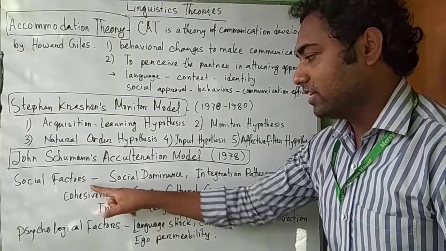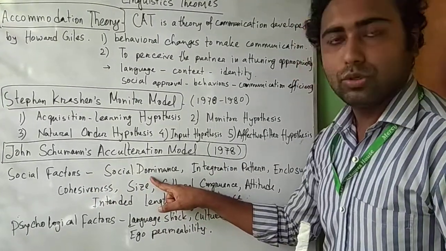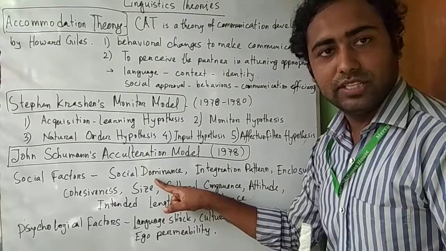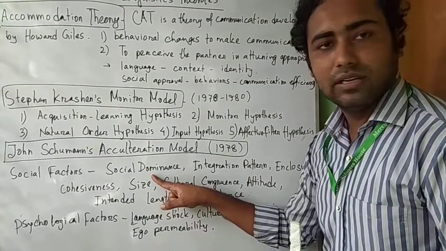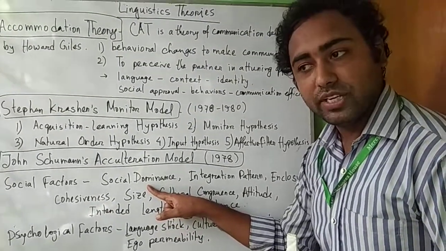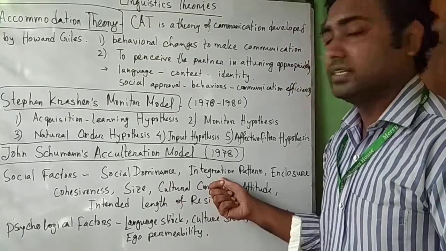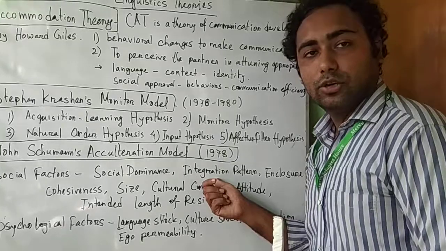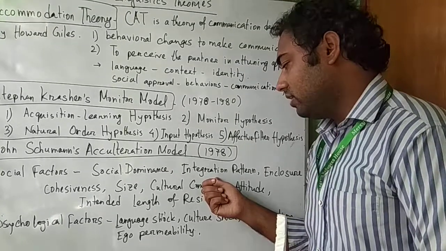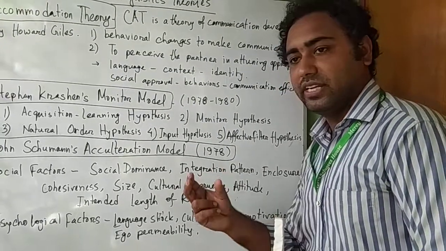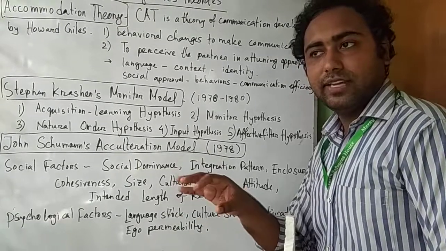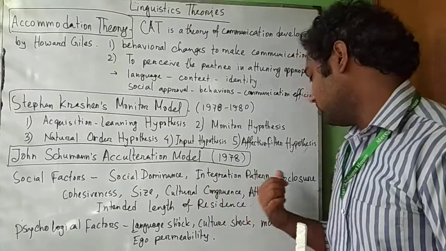So look at the social factor number one, social dominance. Social dominance means when the learner is dominated, at that time the learner does not learn. When he is not dominated, he is given freedom, at that time he learns. Second one is integration pattern. How does he mix with the community? So here, when he has got the integration ability, it affects him effectively and he learns the language.